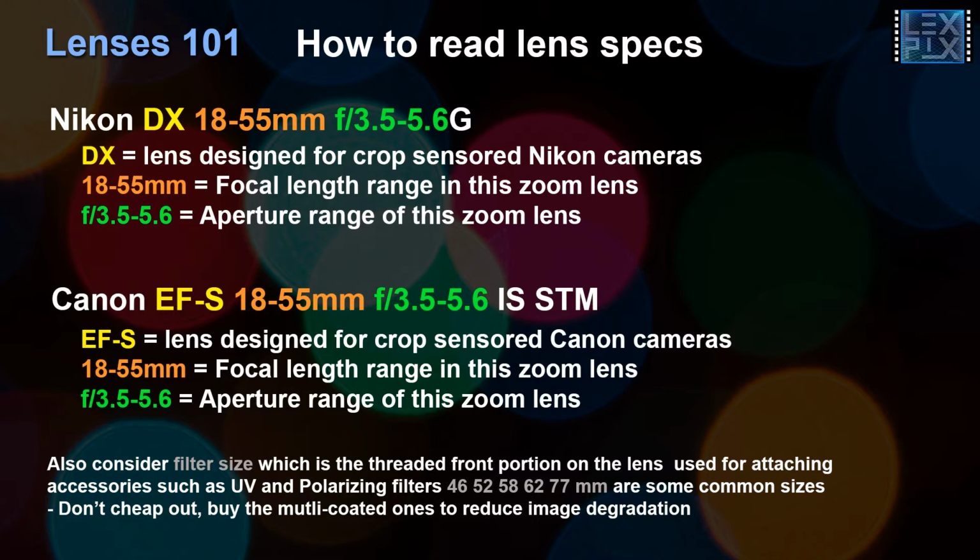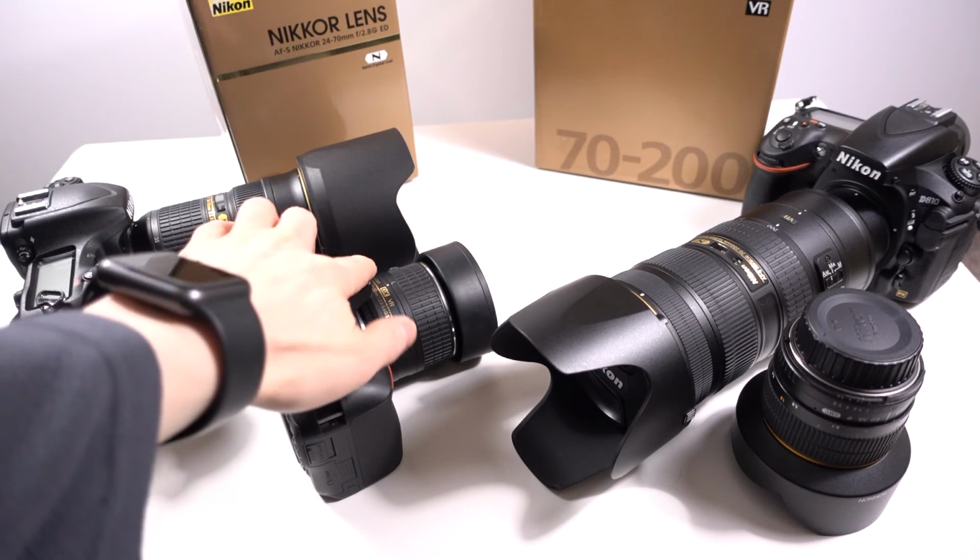All right, so how to read lens specs. So if you see a Nikon DX 18 to 55 f3.5-5.6G, which is this lens here.